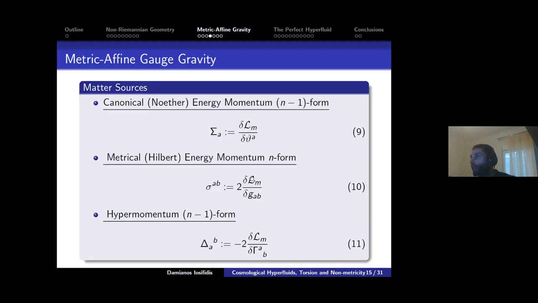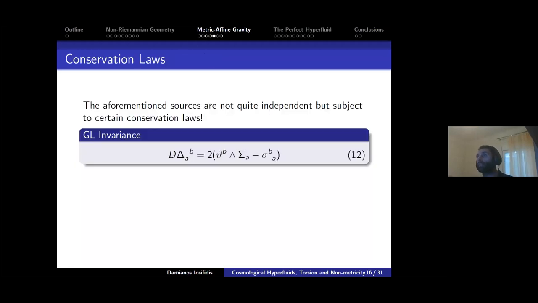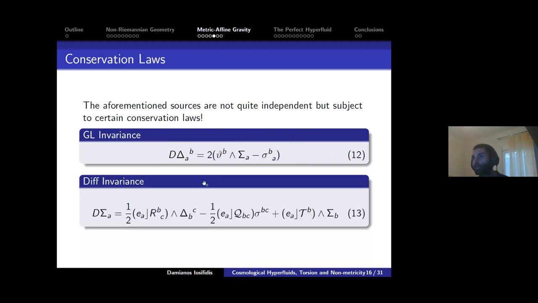So these tensors are not quite independent, but they have to satisfy certain conservation laws, which come, the first one, if we write it in the language of differential forms, from GL invariance. So this invariance gives us this relation among these tensors. And we also have diffeomorphism invariance, which is translated into this relation. So we have this conservation law. Now in the language of differential forms, the physical content might not be clear.